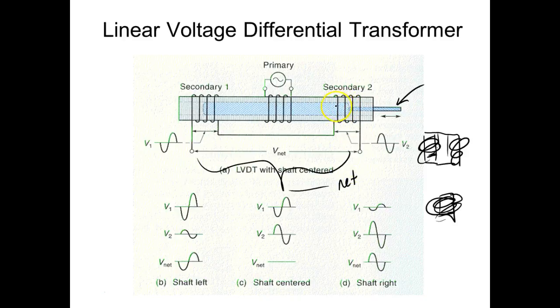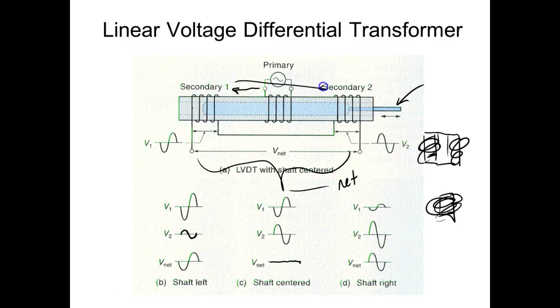So if we're in the center, what happens is these two guys are 180 degrees out of phase, so what do they do? They cancel each other out. That makes sense? Now if it moves in this direction, then this output would be more than that output. So my V net would come up and give us something like this.